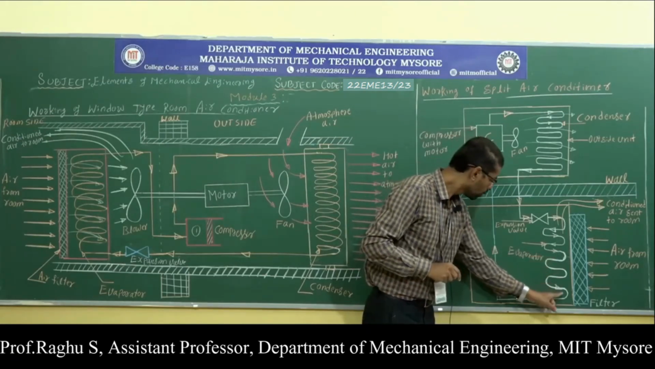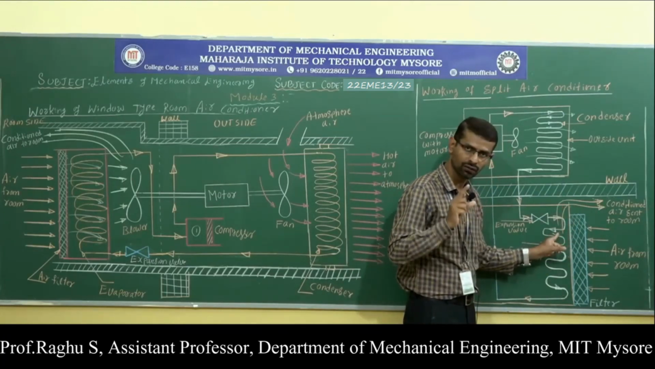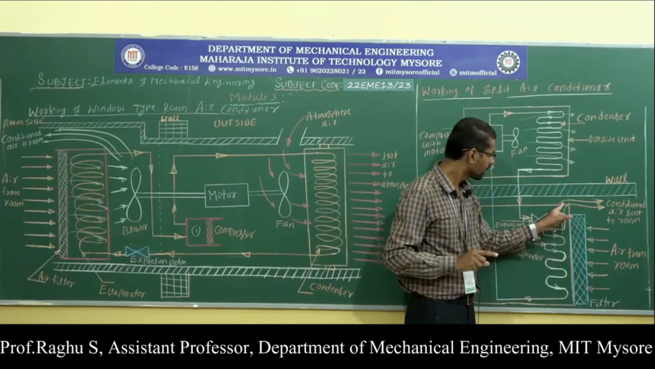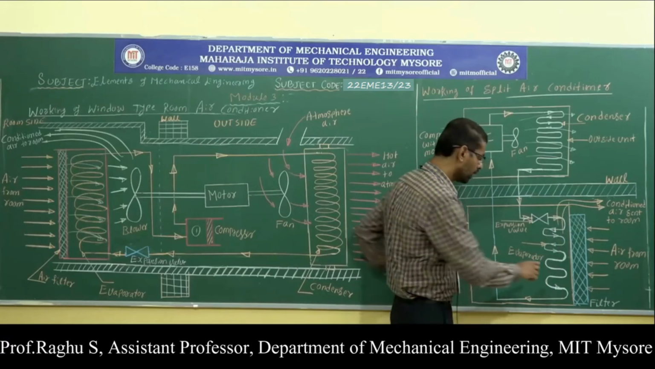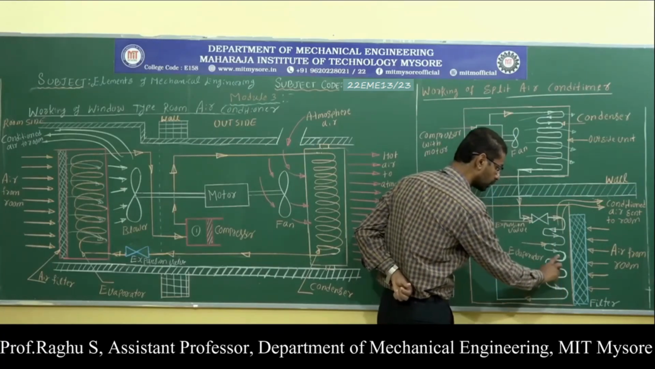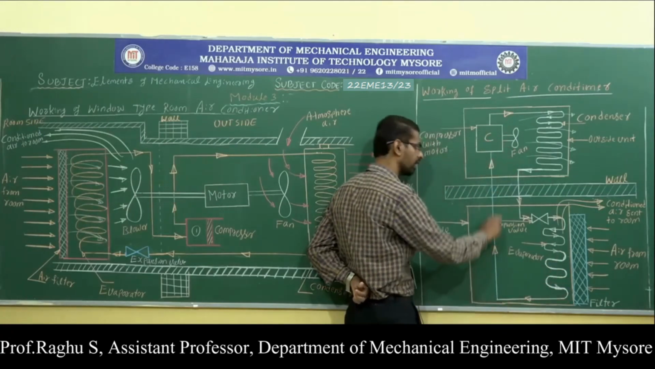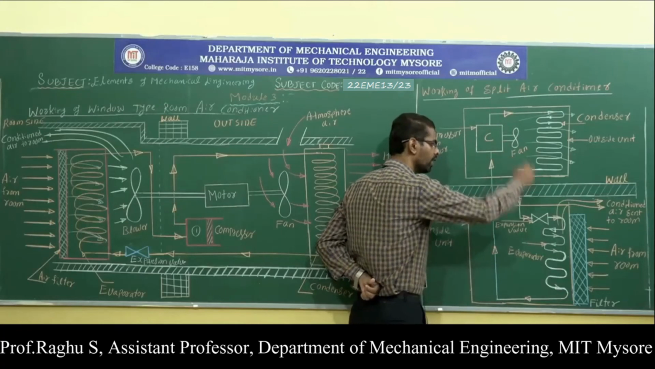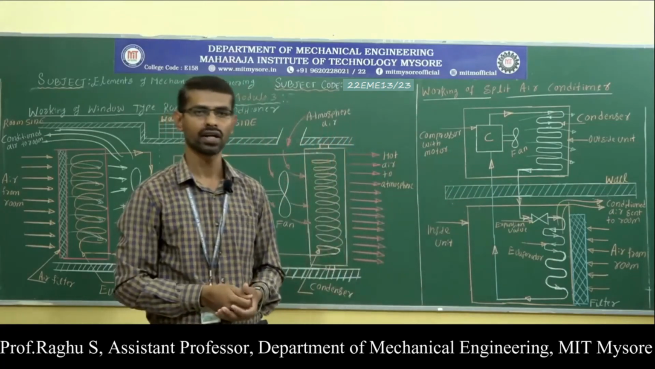So next, the conditioned air. Once the temperature of the air is reduced, the conditioned air is sent back to the room. Now in the evaporator we have the vapor form of refrigerant because of heat absorption; the liquid form is converted into vapor form. Now the vapor form enters into the compressor and the cycle repeats. So this is the working principle of the split air conditioner.